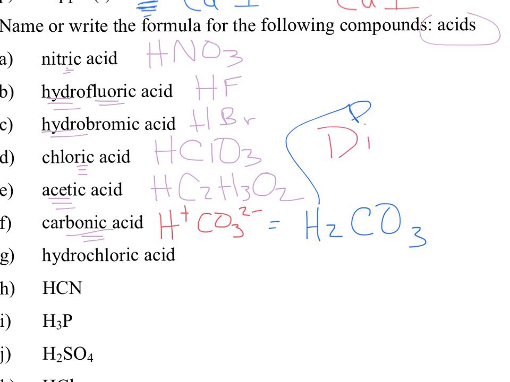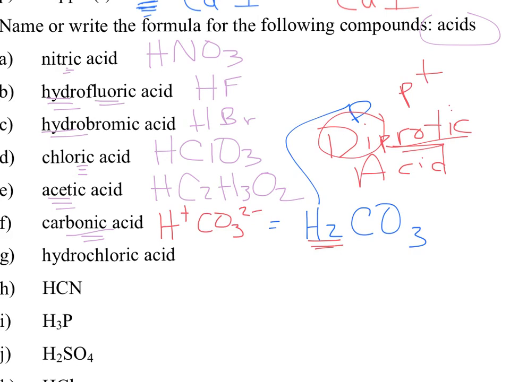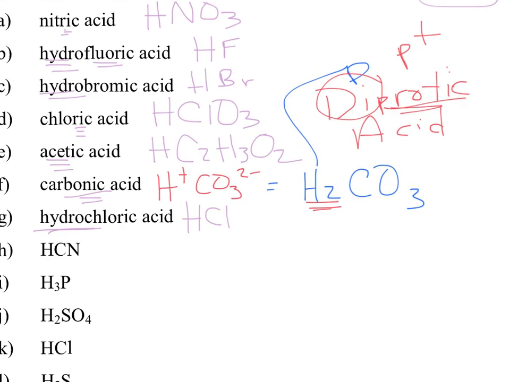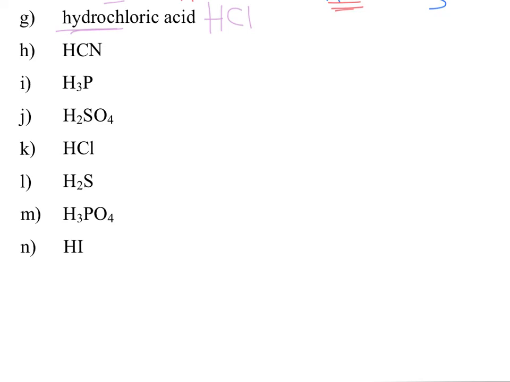And this is just extra bonus information we'll learn later. This is what we call a diprotic acid. And that should kind of make sense. Protic means proton. Di, of course, means 2, and so we have 2 protons. And I'll explain the protic part later. All right, finally, hydro. That tells me there's no O, and so it's just HCl.